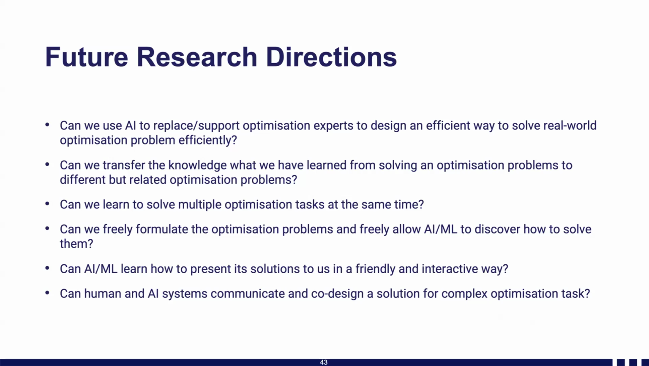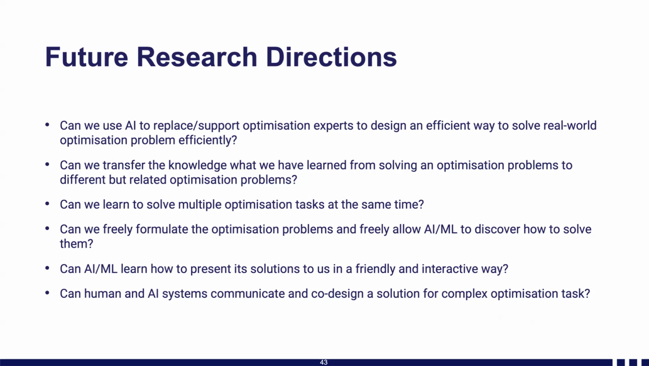Can we learn multiple optimization tasks at the same time? That's for multitask learning. And can we freely formulate optimization problems and freely allow AI and machine learning to discover how to solve them? It's quite similar to the first one, but gives a bit more freedom in the way we combine different methods.